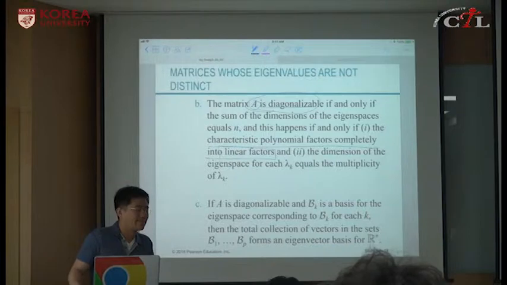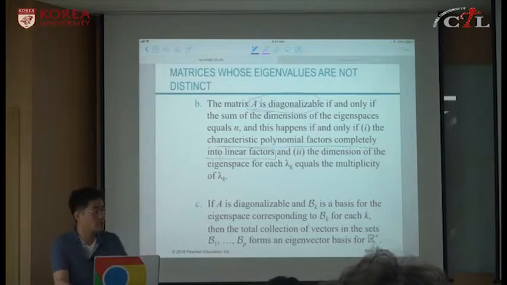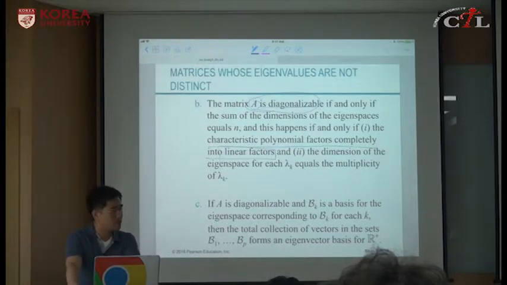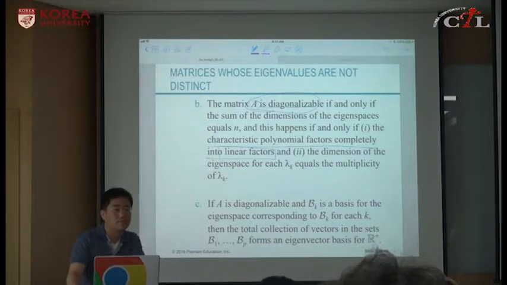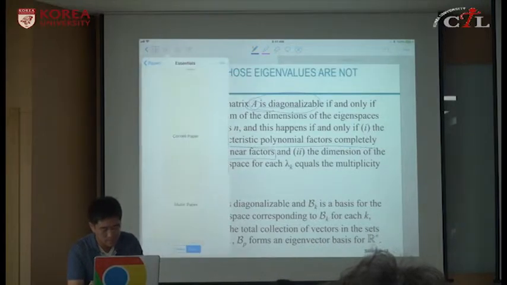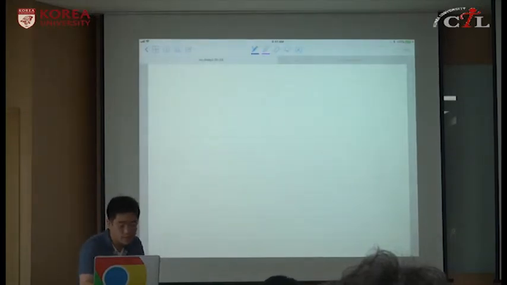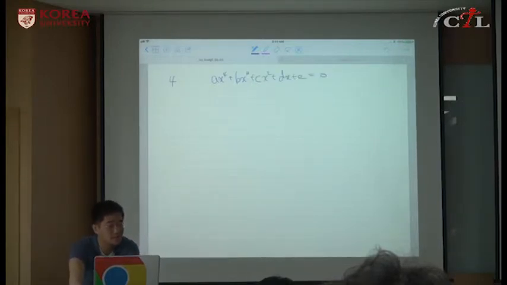So, have you guys studied the possible form of these factors? I mean, the product of the factors for some polynomial equations. Suppose you have maybe a fourth order polynomial, like ax to the power of 4 and so on. So let's imagine this fourth order polynomial equation.